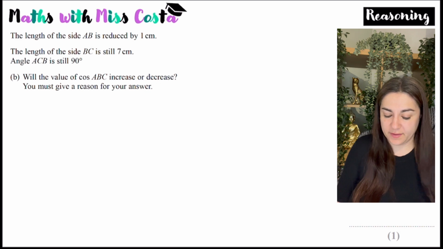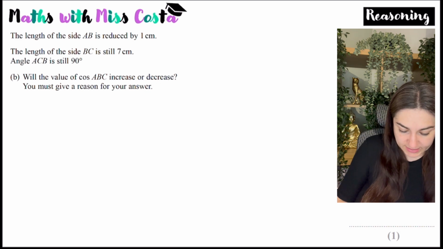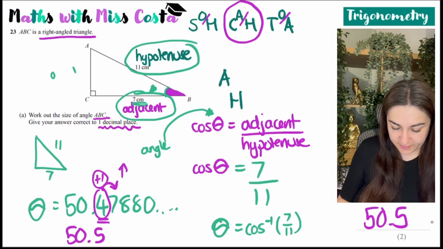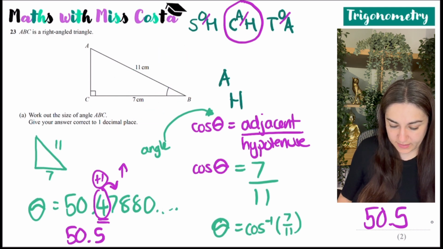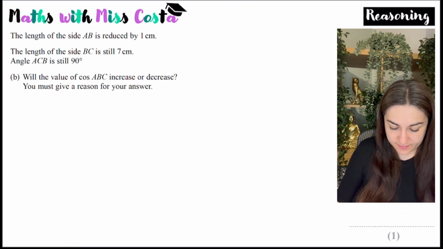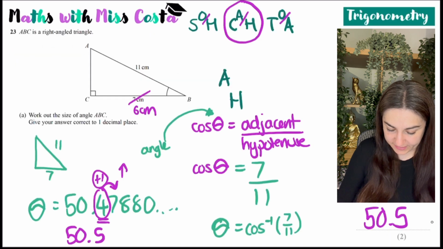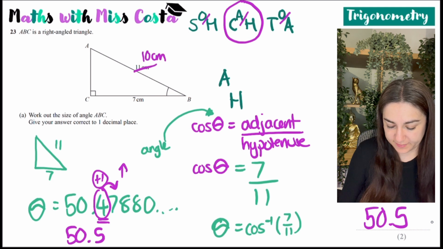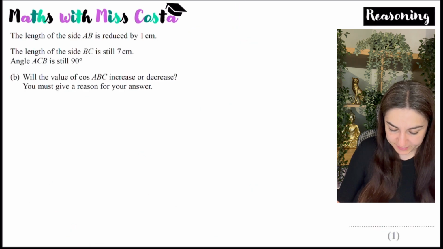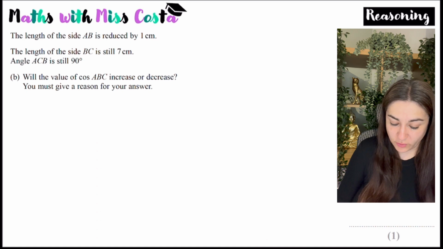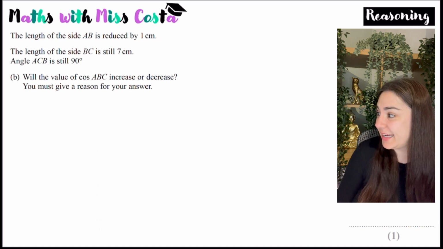Okay, I'm then told that the length of AB is reduced by 1 centimetre. So let's have a look at this. The length of AB is reduced by 1 centimetre, so that's going to become 6 centimetres. The length of the side BC is still 7 centimetres. Oh, sorry, I've done that wrong. AB is this one here, so that would become 10 centimetres. The length of BC is still 7 centimetres. Angle ACB is still 90 degrees. Will the value of cos ABC increase or decrease?